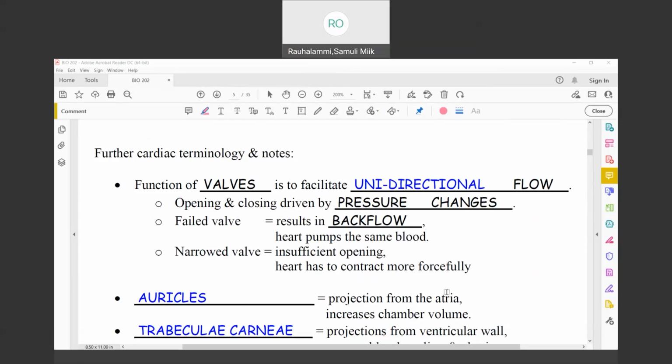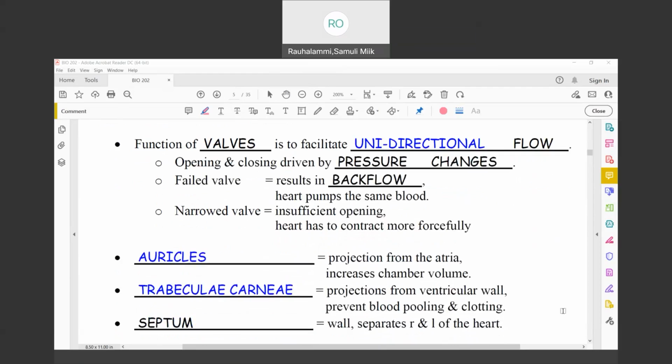So, a couple of other structures. Some of these I have mentioned before in greater detail, some of them just in passing. You remember auricles were these projections from the atria, so both on the right and left-hand side, that can be used to increase the chamber volume if we fully inflate those. Trabeculae carneae were just adaptations on the myocardial wall, or the heart muscle wall, on the inside of the ventricles. These projections from the ventricular wall ensured that the blood couldn't pool there, stay behind, and start clotting. So we made sure that we got all that out.